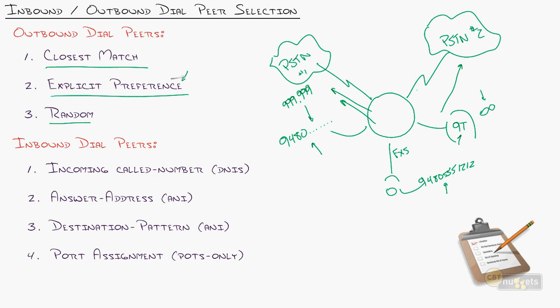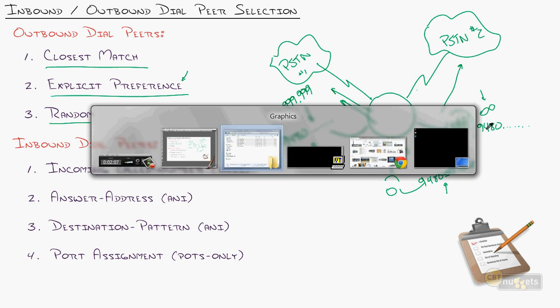Now, what's this? Explicit preference. Well, this would happen if the matches were tied. So maybe over here I don't have 9T. I actually have 480 ... 9 in front of it, right? So they're identical. They're duplicate dial plans. In this case, it's going to look for something known as the preference. Now let me jump over to a live router and show you this.